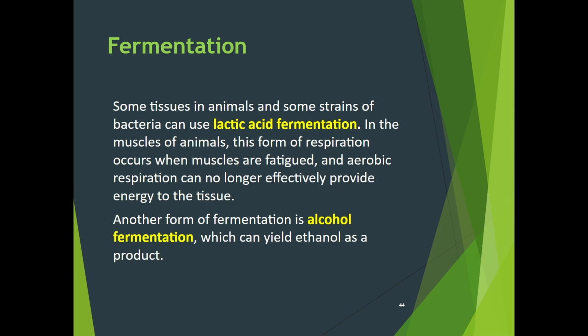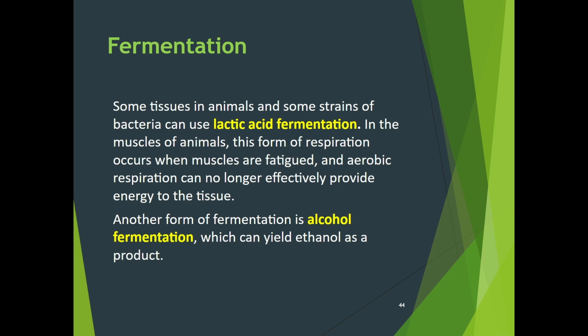For example, in the muscles of animals, a form of respiration that is anaerobic occurs when muscles are fatigued, or when someone is exercising so hard that their muscles are contracted and blood cannot get to that area right away. So fatigued muscles, or ones lacking proper blood flow for a moment, may use lactic acid fermentation to make sure they can still get ATP. This is one way to effectively provide energy to the tissue without oxygen present.